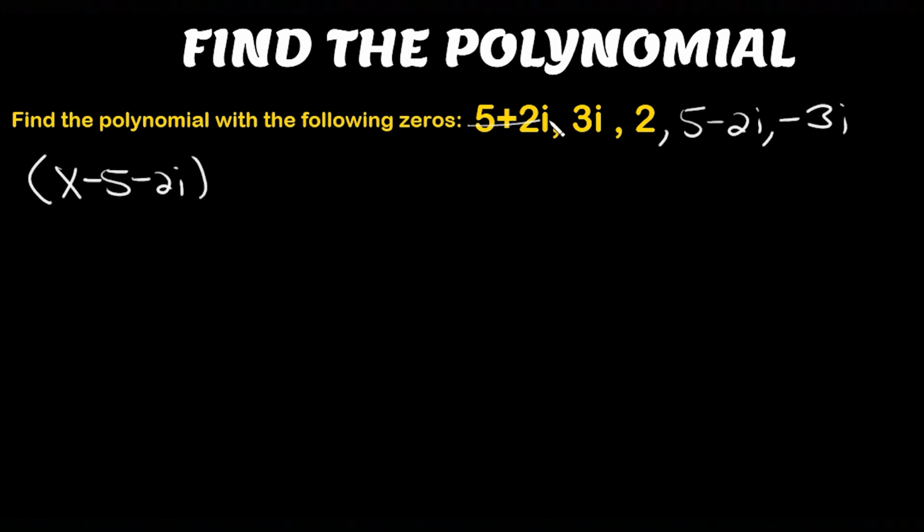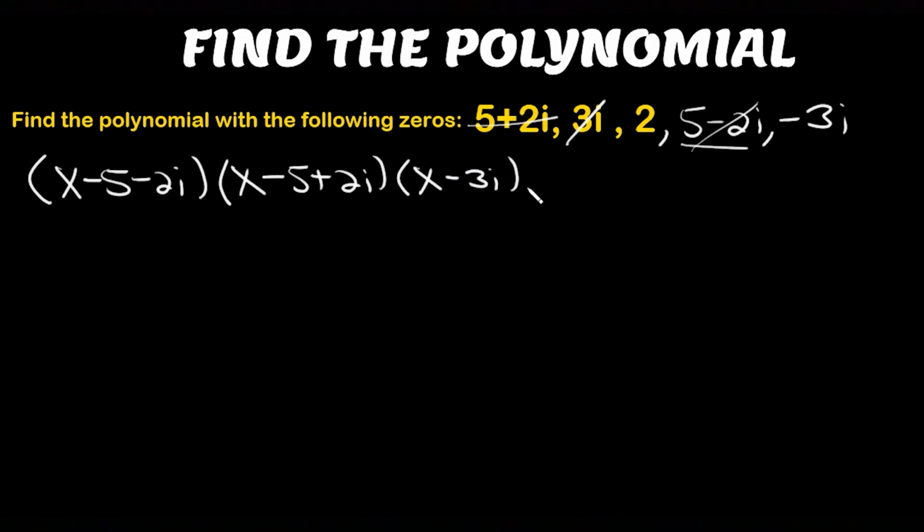Okay, so I'm done with this one here. I'm going to cross it out so I know I'm done. I'm now going to use this one here. When I put that back in factored form, that's going to be x minus 5 plus 2i. Okay, that one's done. Then I have 3i. When I put that in factored form, that's going to be x minus 3i. Then I have the negative 3i. That's going to be x plus 3i when I put it in factored form. And then finally, I end up with this positive 2. When I put that in factored form, that's going to be x minus 2. So x minus 2, okay?